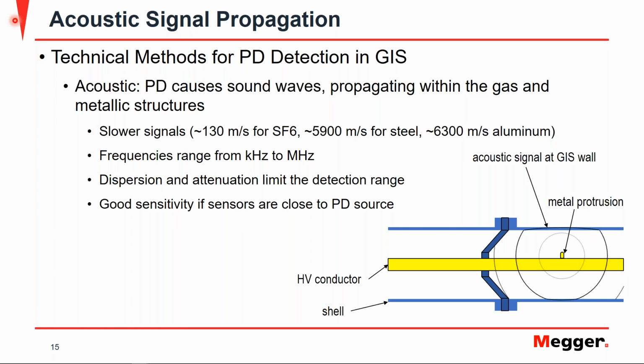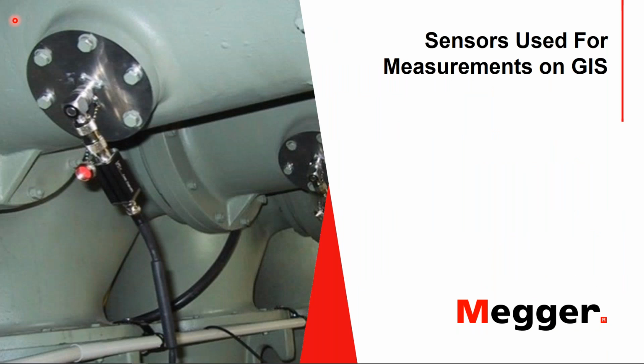Now, one advantage is that you get really good sensitivity if the sensor is close to the PD source, and that's why the acoustic method is often used for PD localization, and we'll take a look at an example of that. So now that we've covered the introduction to partial discharge testing in GIS, let's take a look at the different sensors used for measurements on GIS.